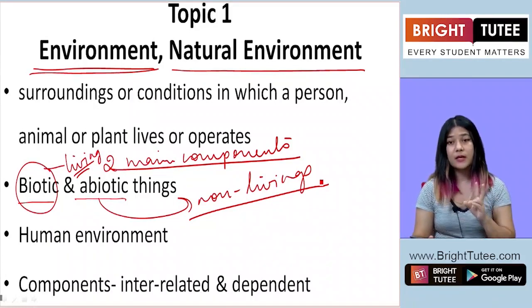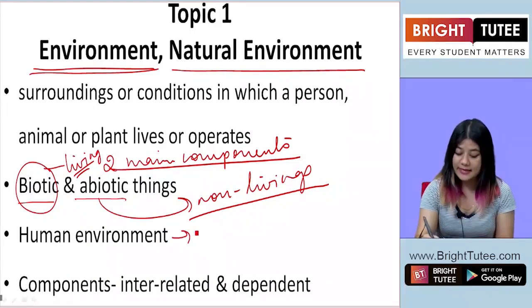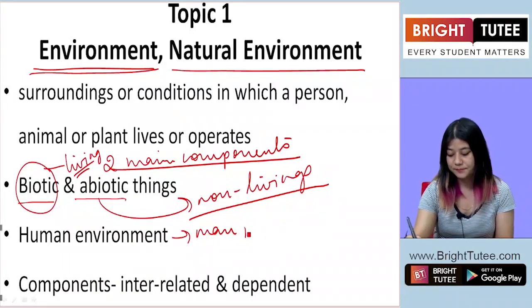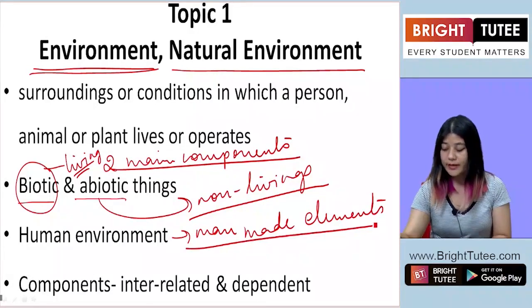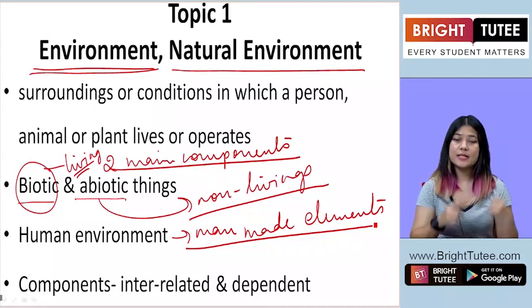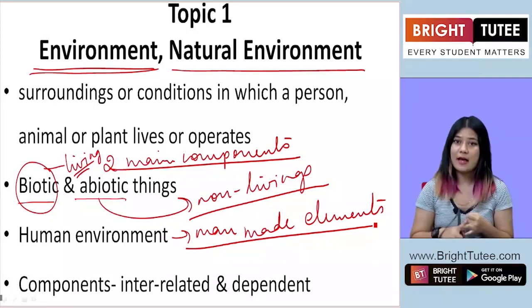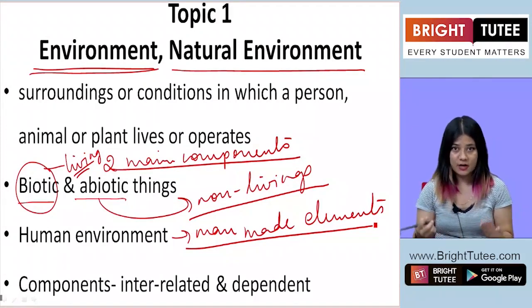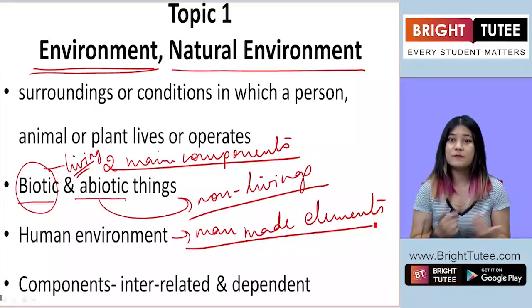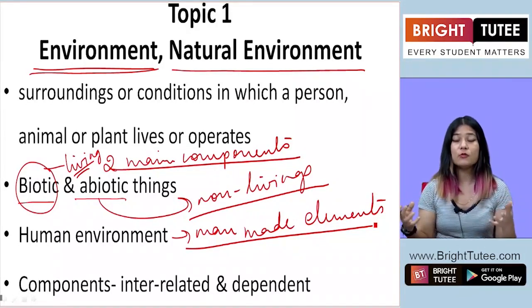Now apart from these two components, there is a third component in our environment, and that is man-made elements. So if you look around us, we have buildings. As we have animals, plants, air, everything, we also have buildings, houses, bridges, towers, roads, etc. Right? We also have cars, trains, aeroplanes. So all these are also important components of the environment.